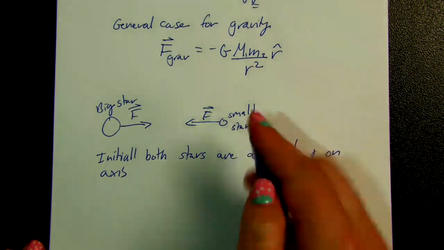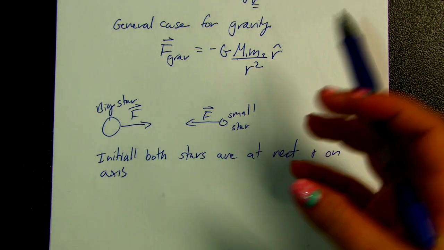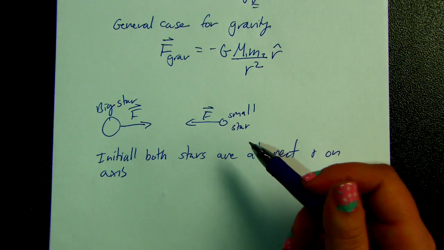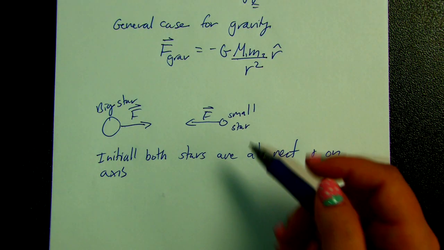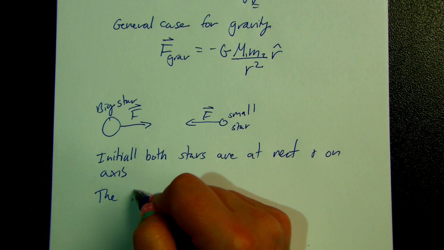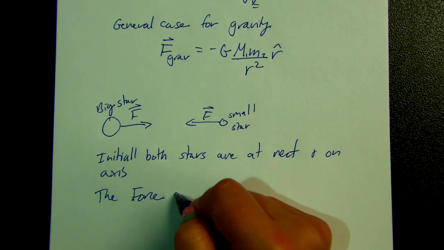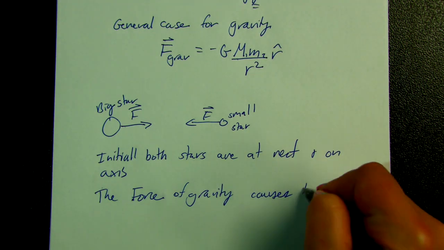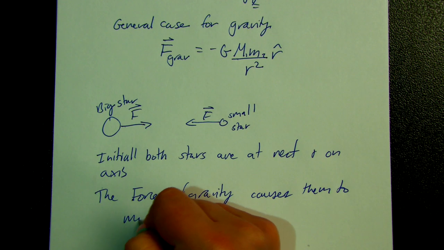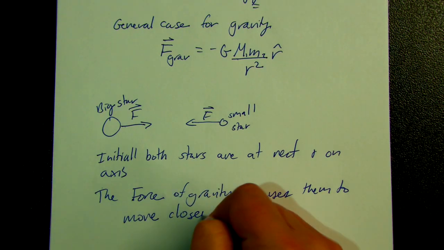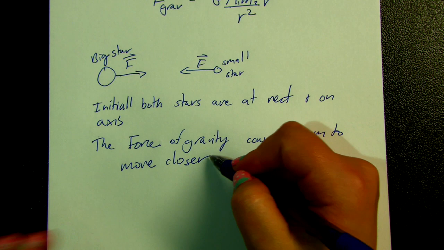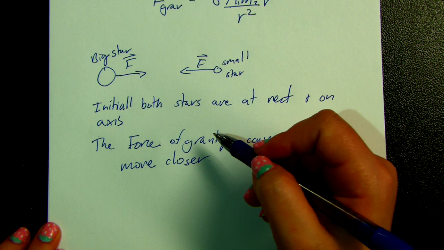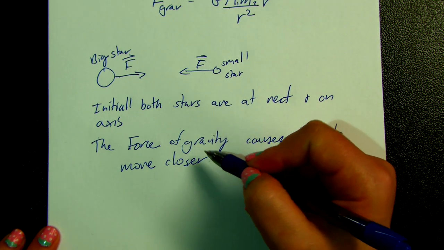Since they start at rest and they're forcing on each other, they're going to start to be very attracted to each other. So they're going to start to move towards each other. The force of gravity causes them to move closer, which is exactly what we should not be doing to each other right now. Not moving closer. All right, too soon? The small star moves further.